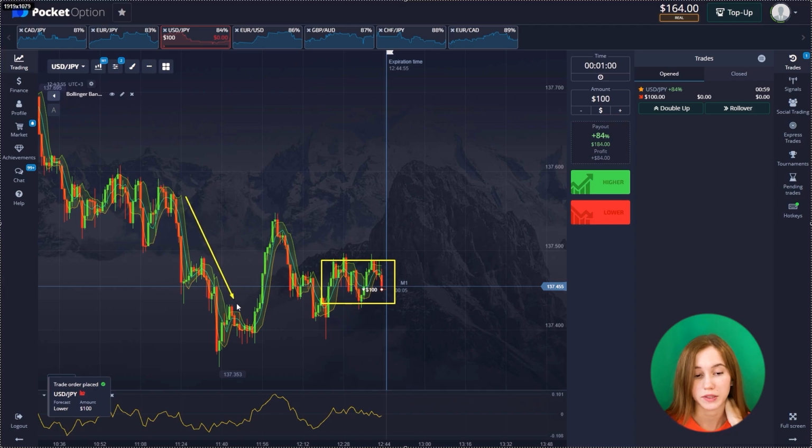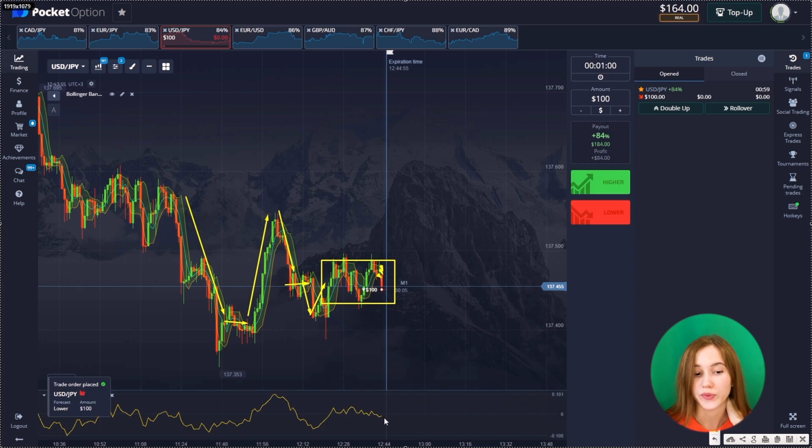We still have some consolidation because we had a larger trend. Let's say here there was a drawdown trend, then consolidation, then an upward trend, then again a downward trend, consolidation, downward. So Bollinger Bands also shows us a decline.